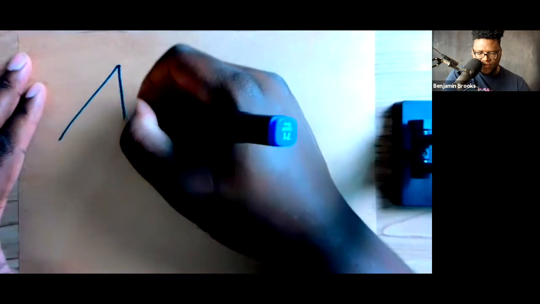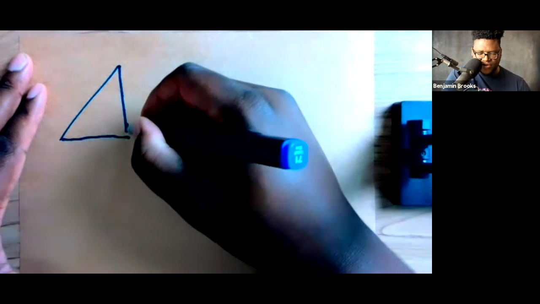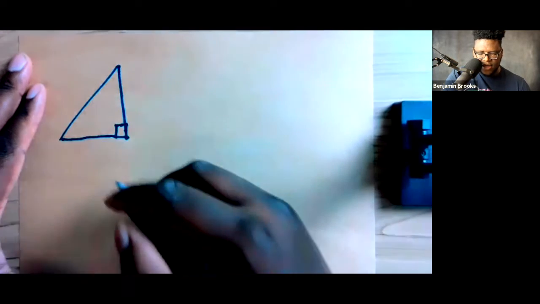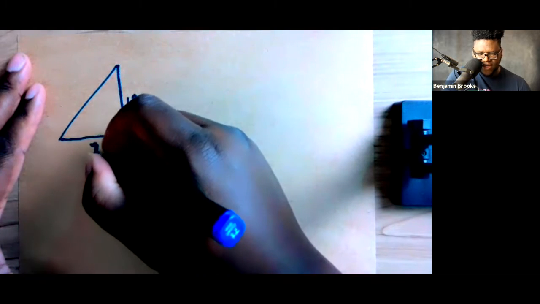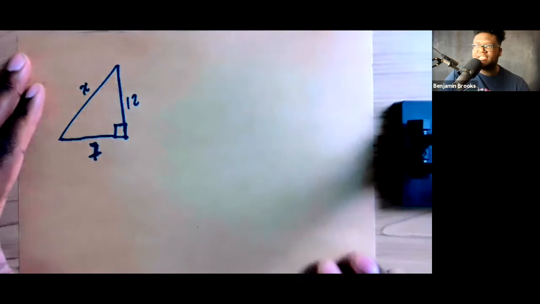But let's say you got a right triangle. We got a right triangle with sides 7 and 12, and we don't know what the hypotenuse is. All right. We can use the Pythagorean theorem to determine what the hypotenuse should be.